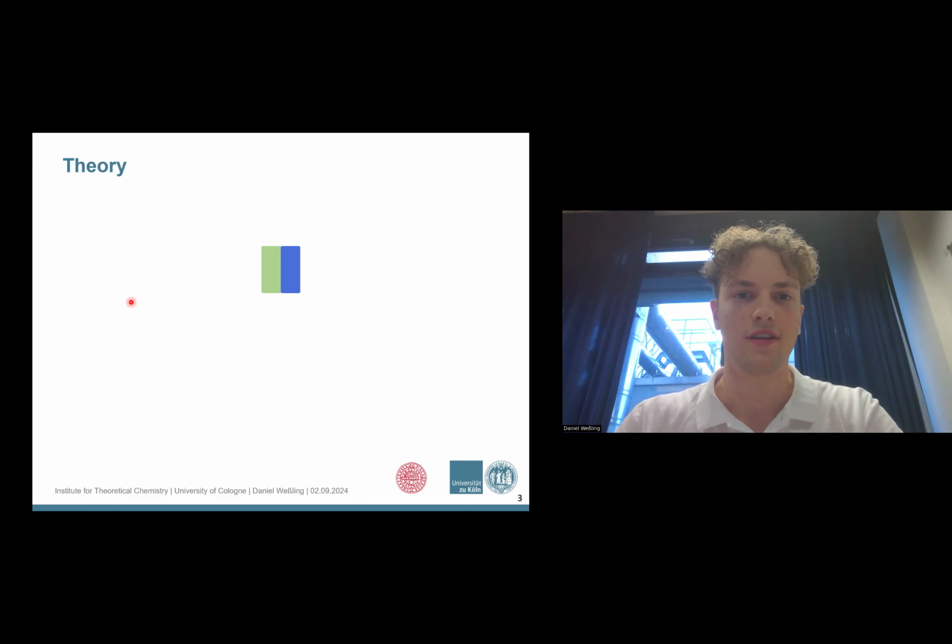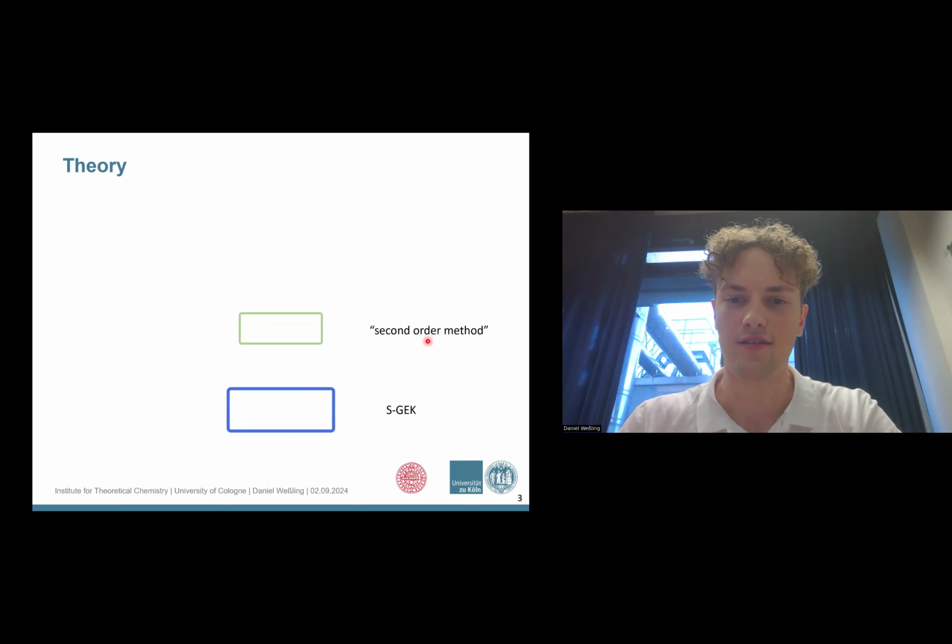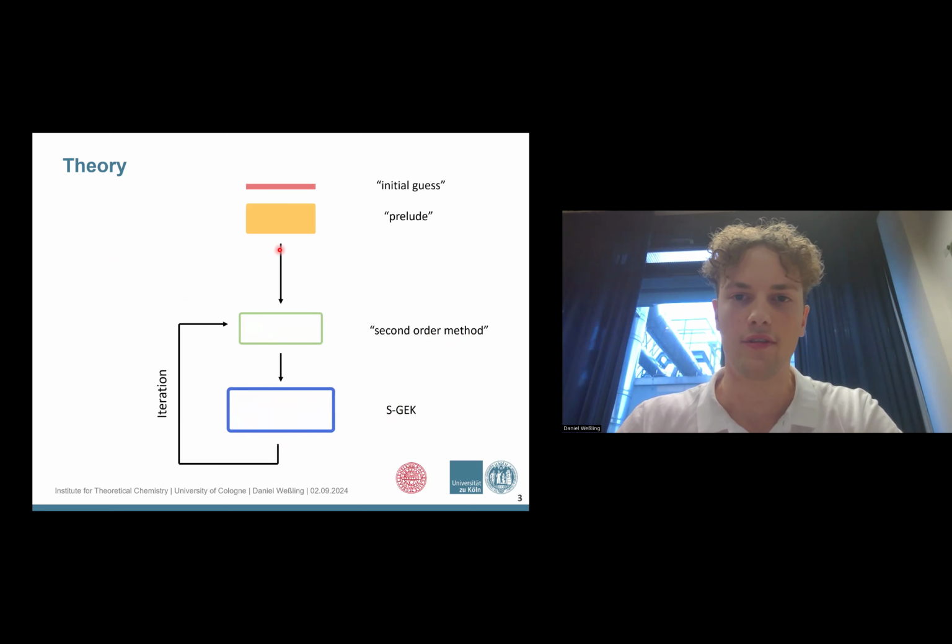So, and with that, let's talk a bit about theory. We're going to switch from this horizontal point of view to this vertical point of view. So we have again this second order method and this kriging. And now in this typical flow chart, we would write these iterations as these arrows. And of course, in the beginning, we had the initial guess and the prelude.